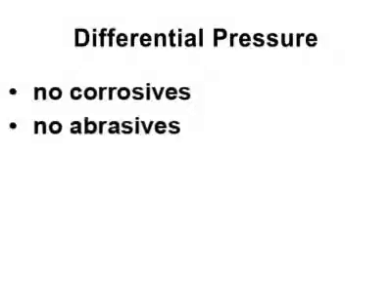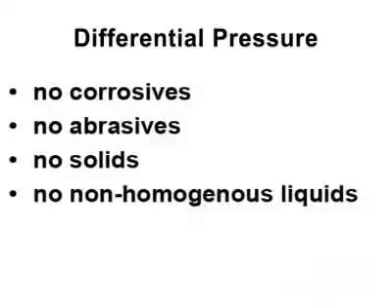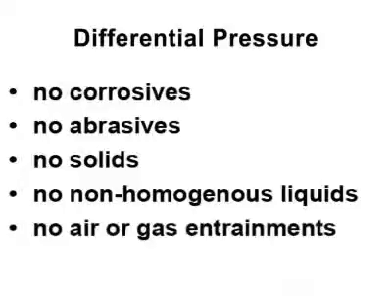Corrosive fluids, abrasive fluids, fluids that contain solids, and fluids that are not homogeneous and mixed are not good fluids for a differential pressure flow measurement application. Neither is the existence of significant air or gas entrainment in the flow. Diaphragm seals and other workarounds can be used, but they tend to cause significant negative effects on transmitter accuracy.